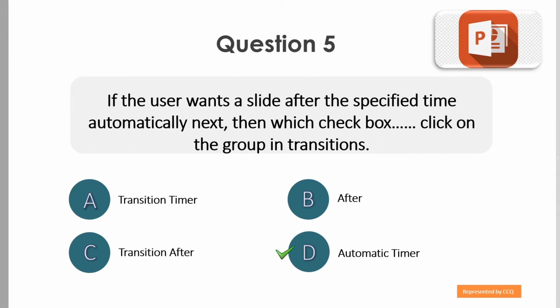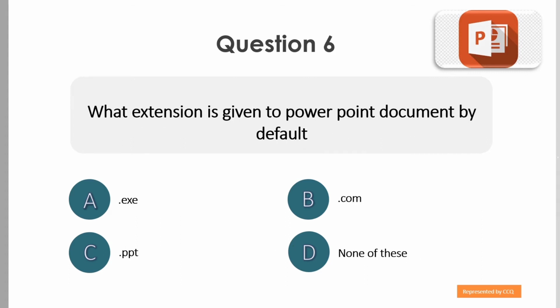Okay. So move on. The next question is sixth question. What extension is given to PowerPoint document by default? So options are .exe, .ppp, .ppt, .com, or none of the above. So the correct answer is C, .ppt is the right answer.